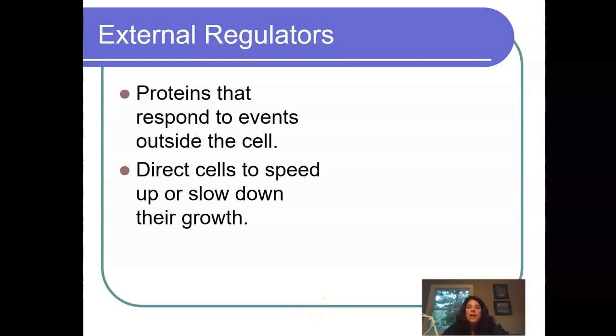So they're going to tell the cell when they need to speed up or slow down going through this process. So for instance, if I injure myself and I need to be making new cells to replace my injured cells, external regulators actually tell my cells to start going through the cell cycle at a much faster rate in order to replace the injured cells. And then again, once that gap in my wound starts to fill in with cells, it will recognize that and it'll tell the cells to start slowing down so that we don't end up with this huge overgrowth.